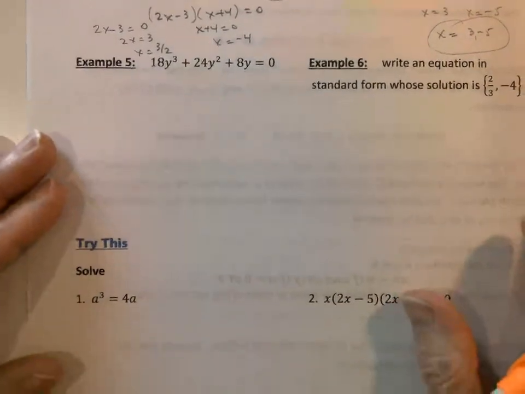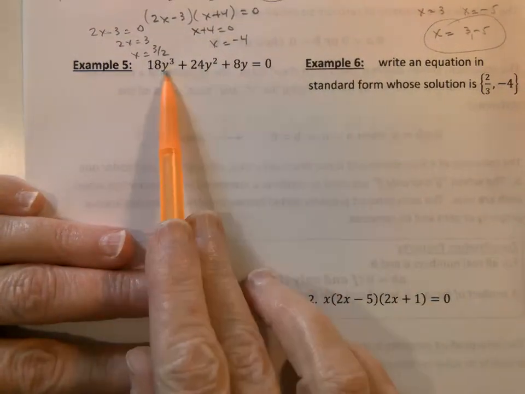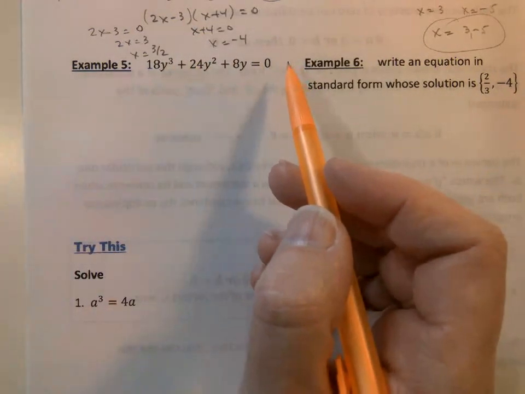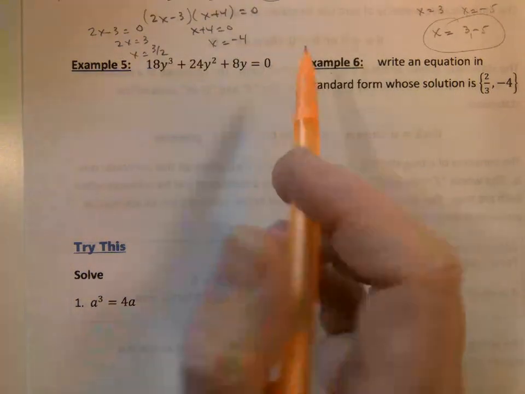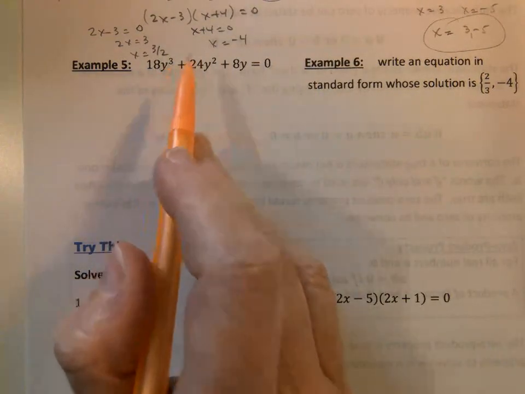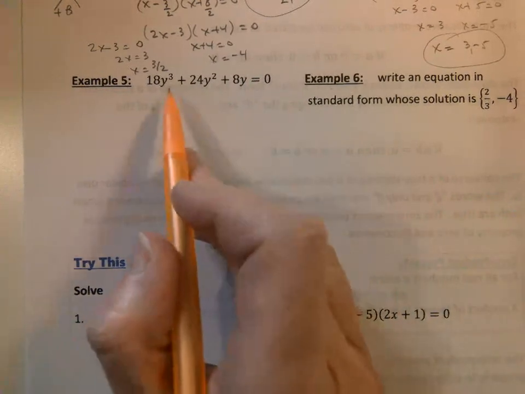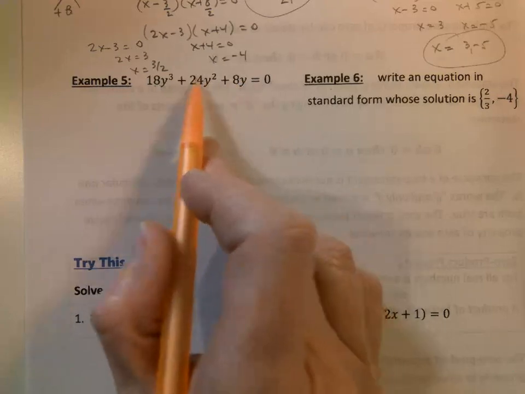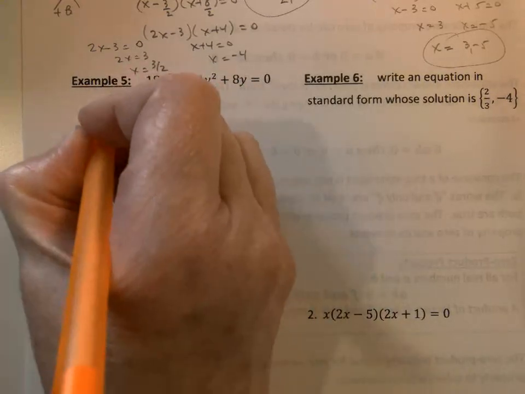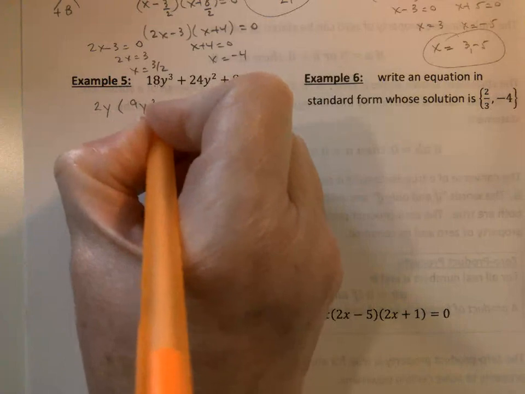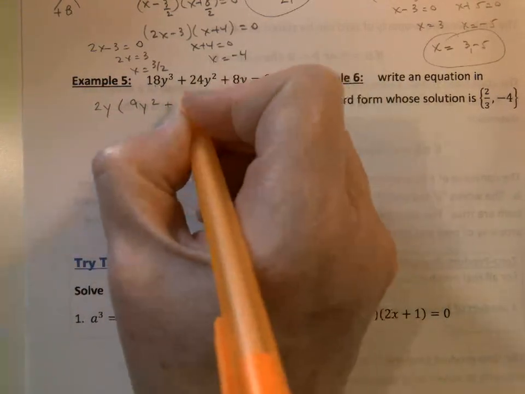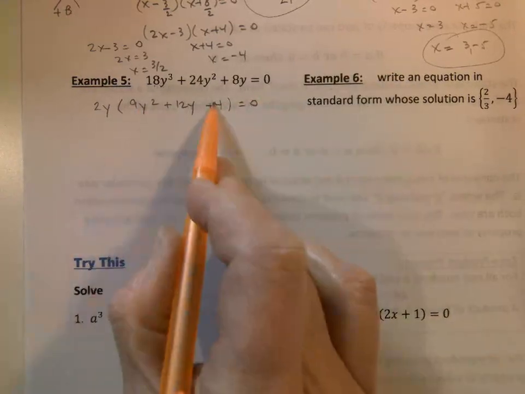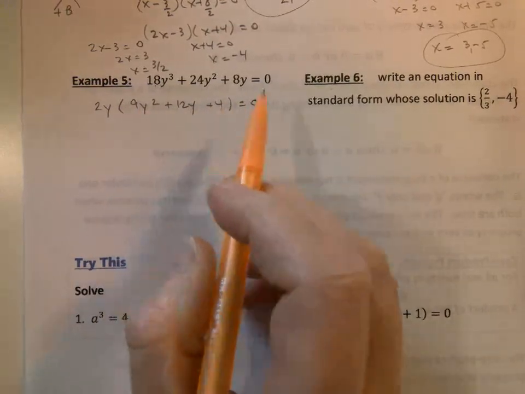All right, let's look at example 5. Okay, it's already in standard form, which is good. I look at it and I can automatically see that I'm going to have a greatest common factor. So let's take care of that first. Because this is a 3, that tells me there's going to be 3 possible solutions. So I think the greatest common factor is just going to be 2y. And I'm left with 9y squared plus 12y plus 4 equals 0. And this looks like it could be a perfect square trinomial.